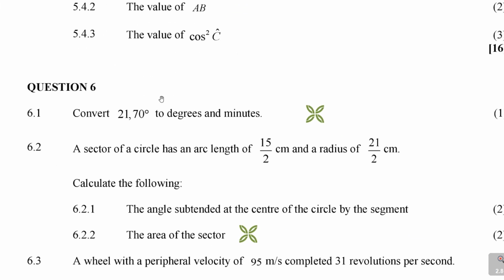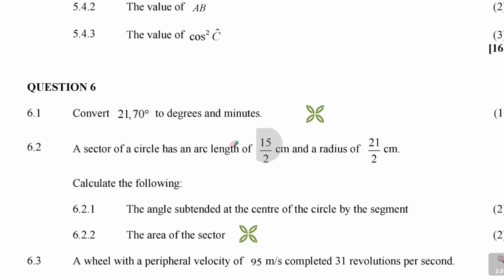And then there is convert. Okay, this we did, degrees. Convert that to degrees and minutes. Already it's 21.7. You convert that to minutes. Remember, you multiply this 70.7 times 60. Then it will become minutes. Okay, we did that part.